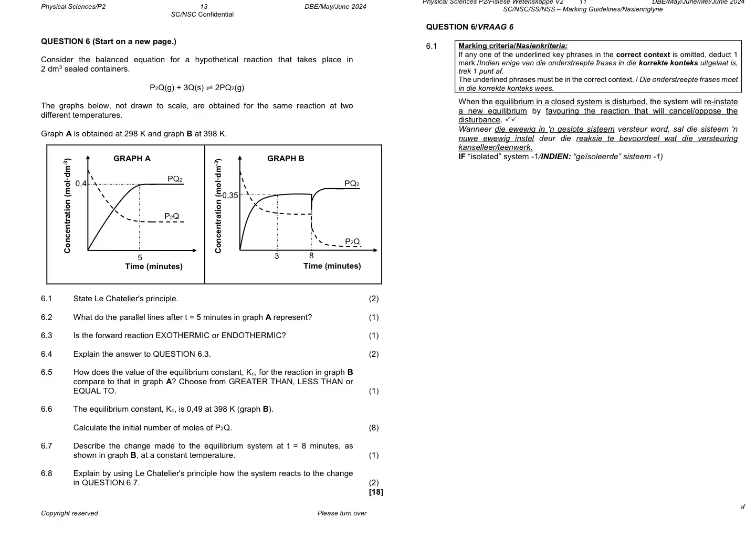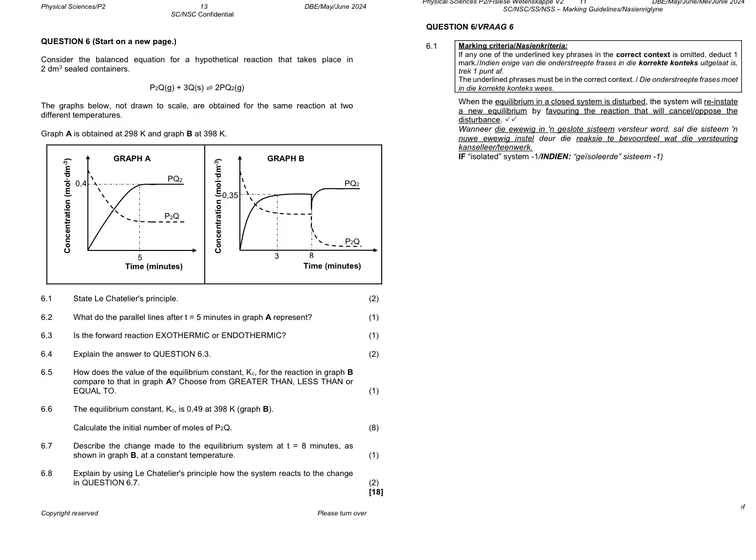When the equilibrium in a closed system is disturbed, the system will reinstate a new equilibrium by favoring the reaction that will cancel the disturbance. So we really dislike them asking this definition, and they don't seem to be able to stop. So be warned, it's probably going to be in your exam.